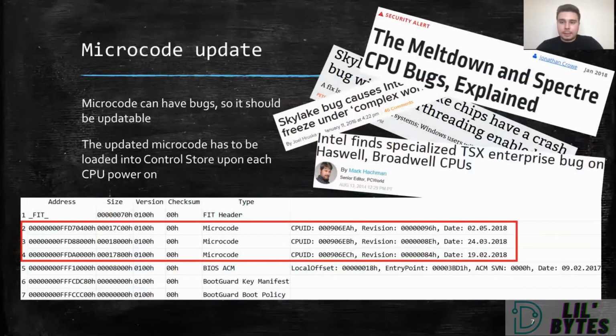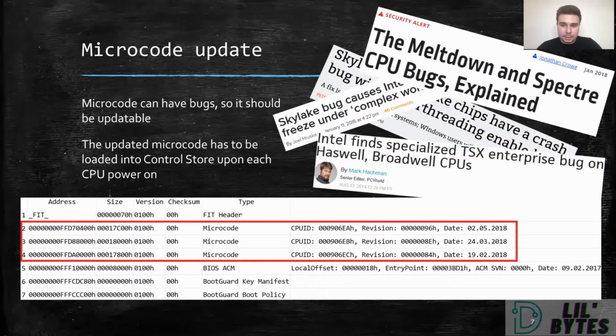The thing is, and it is well known for years, the microcode can have bugs, whether these are security issues or not, so it should be updatable. Remember, the original microcode is stored inside the CPU in non-updatable memory. Hence, the updated version of the microcode should be replaced in the control store every time the CPU is powered on. And you can notice such updates are included in system firmware.